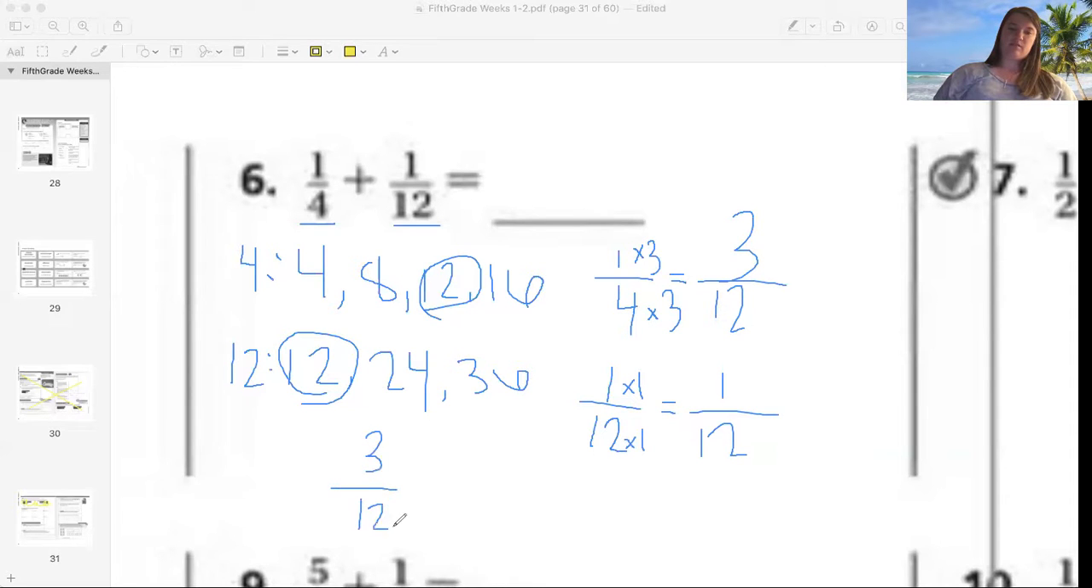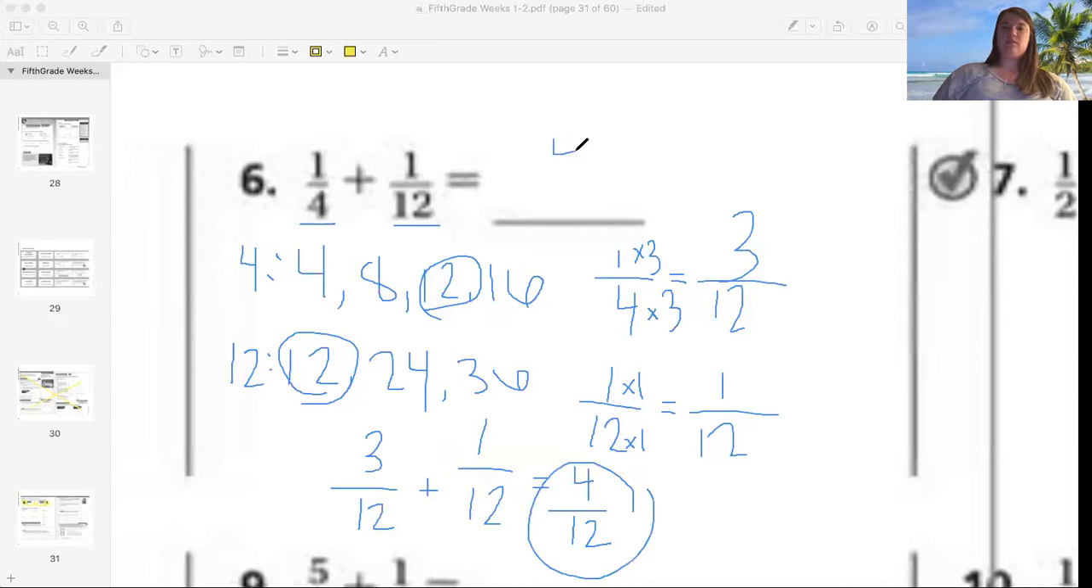So 3/12 plus 1/12 equals 4/12. Okay, so that would be your answer for number 6, and you can write it right on the line. 4/12, so get that in your booklet.